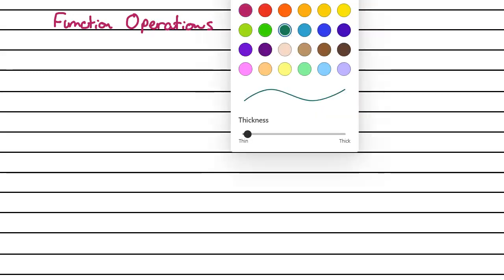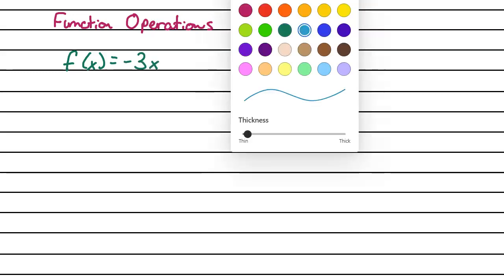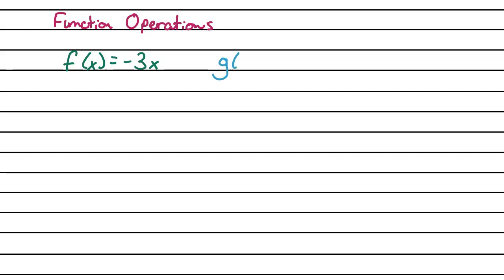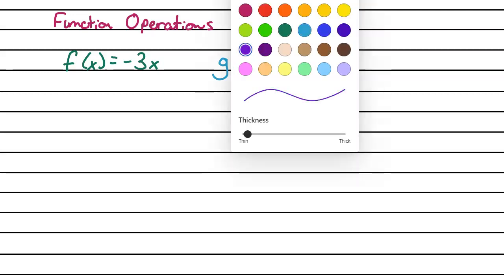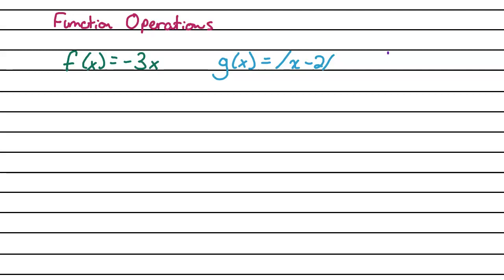So let's first start. We have the functions f of x is equal to negative 3x, g of x is equal to the absolute value of x minus 2, and h of x is equal to 1 over x plus 1.